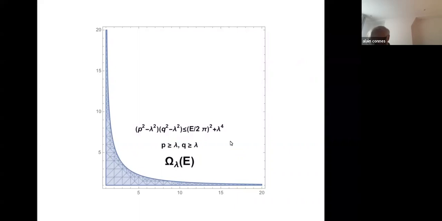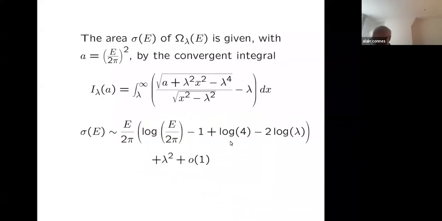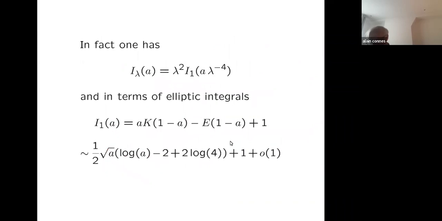And what one can begin to do is to do a semi-classical computation of the number of quantum states which are governed by this operator. We did that with Riku, and to our amazing surprise, we found this term E over 2 pi log of E over 2 pi, as in Riemann, plus additional terms. It uses Legendre elliptic integrals and all sorts of stuff.